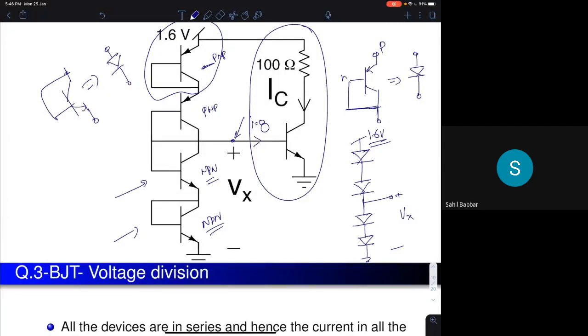Now tell me, you have 4 diodes in series. All diodes are carrying the same current. Yes, you are right. If all diodes are carrying the same current, what is the VBE for all the diodes? Can I say all diodes have the same VBE? The equivalent VBE is the same for all diodes. So I can write 4 times VBE equivalent, or V diode, will be equal to 1.6 volts. So the individual diode voltage is 0.4 volts. Now the voltage Vx will be 0.4 plus 0.4, this will be 0.8 volts. That's it. Vx is 0.8 volts.